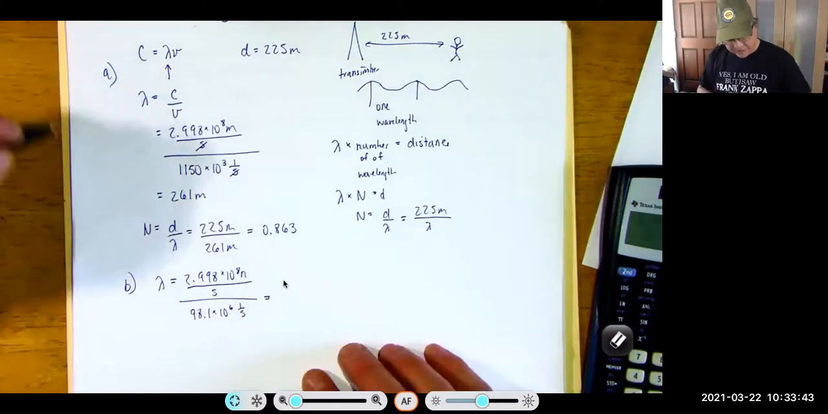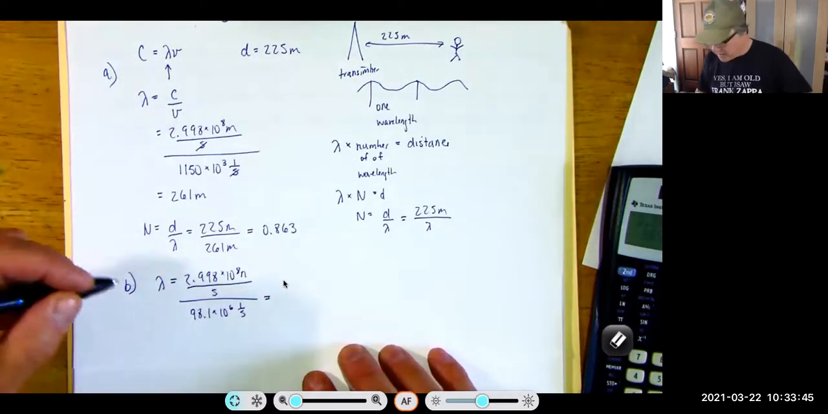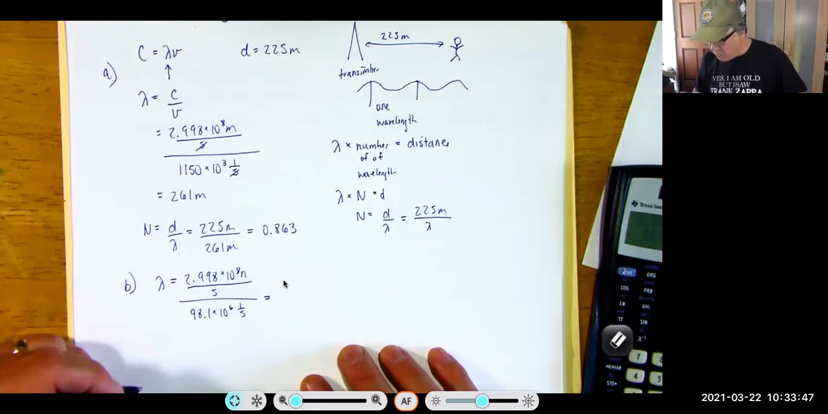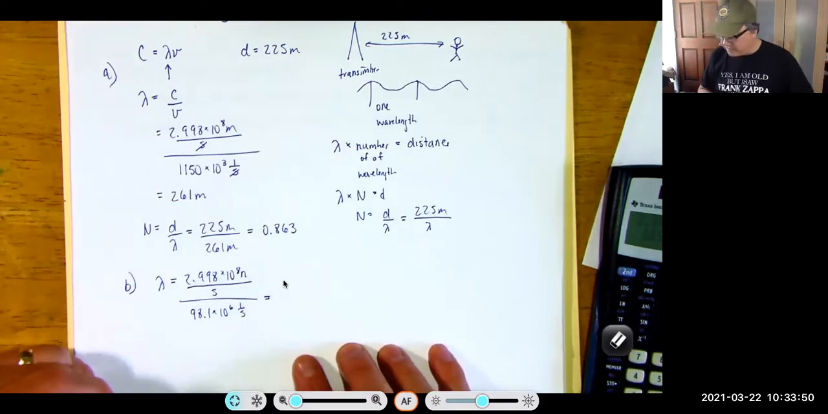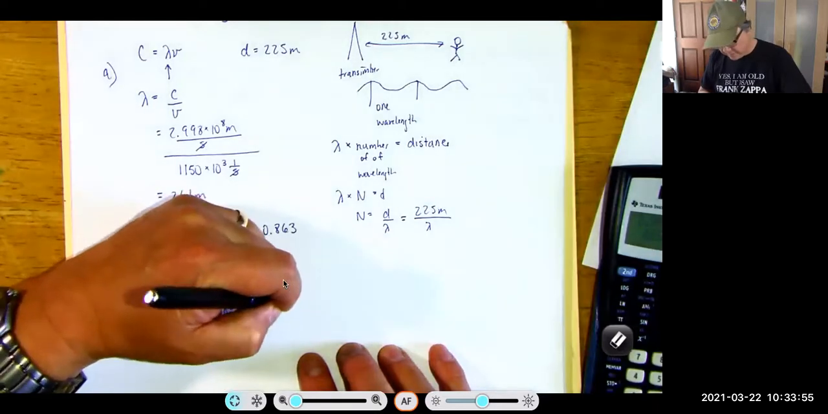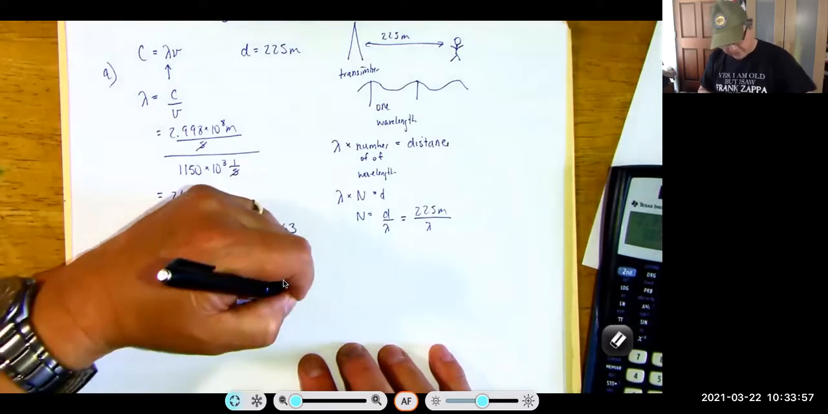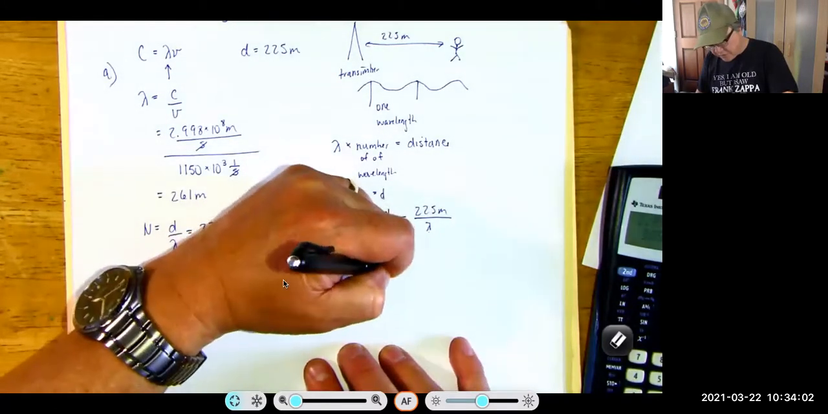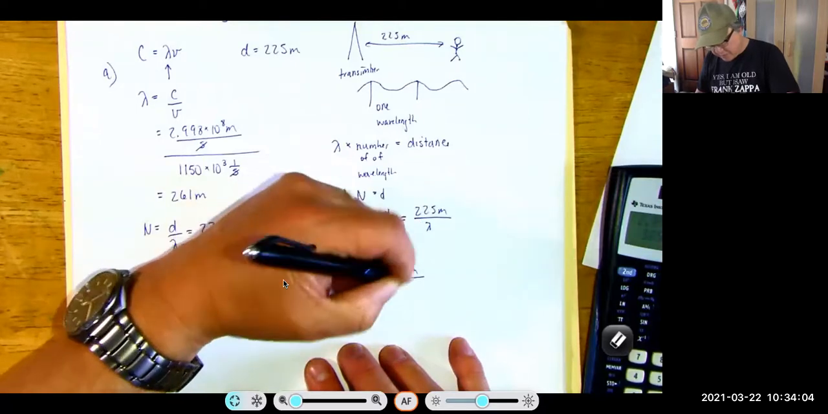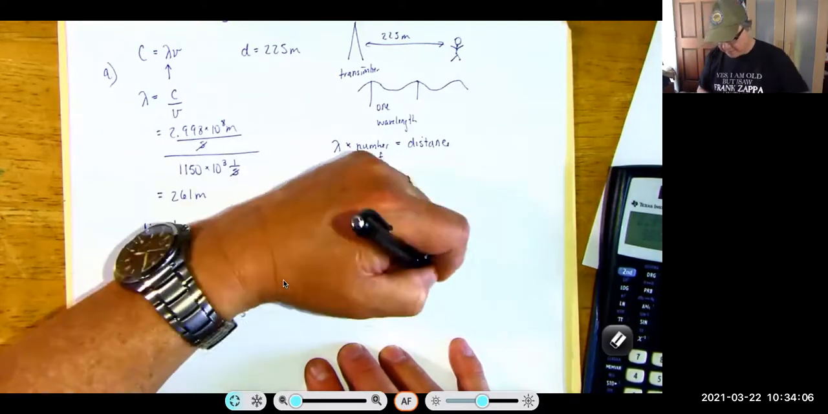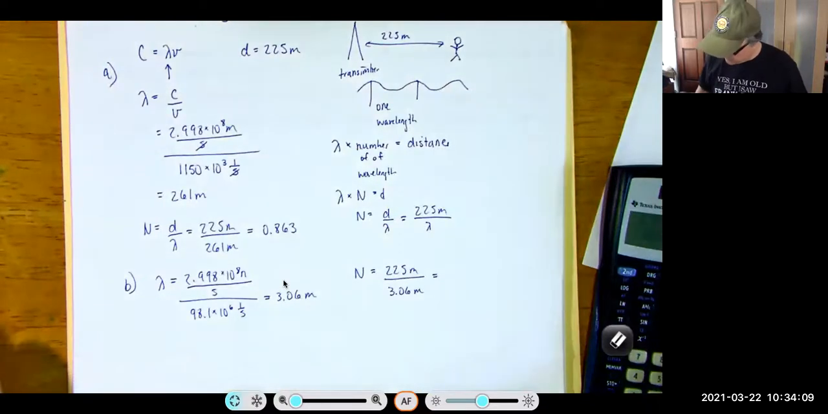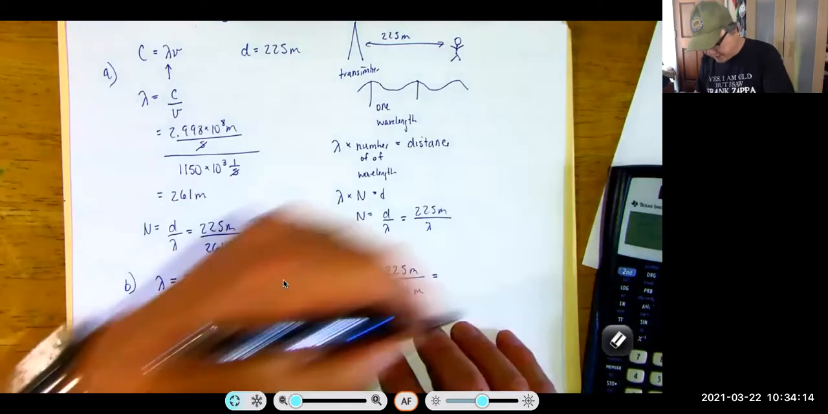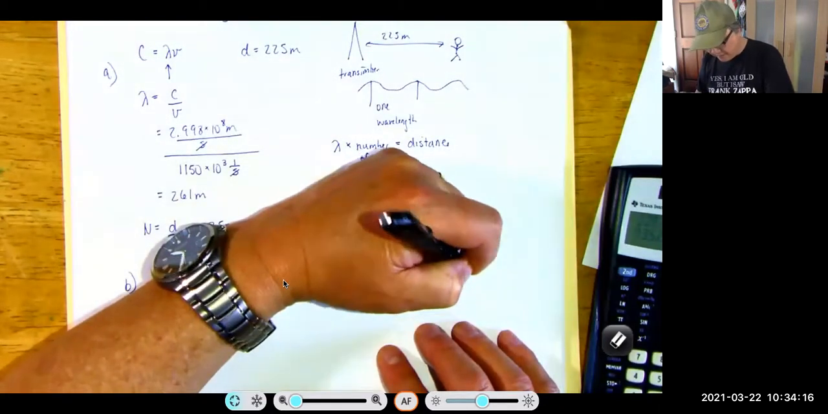And indeed, I do get a smaller number. I get 3.06, and that's meters. So what do we get for the number of wavelengths? That's going to be 225 meters divided by 3.06 meters. Okay, 225 divided by 3.06, and we get 73.5 wavelengths.